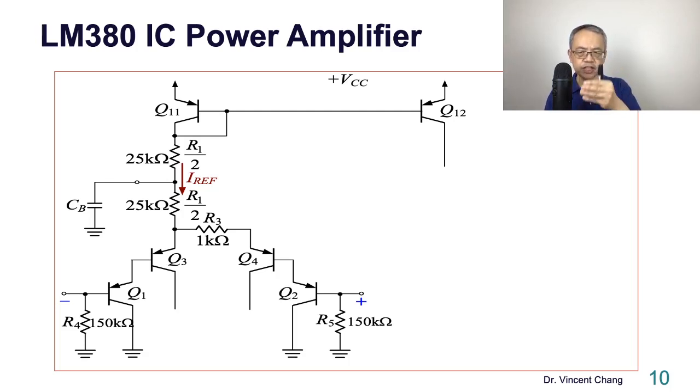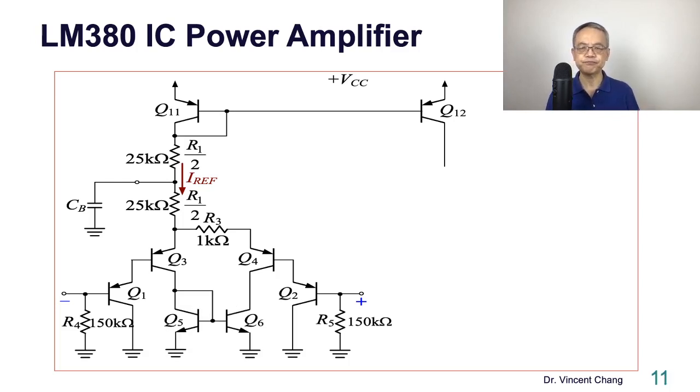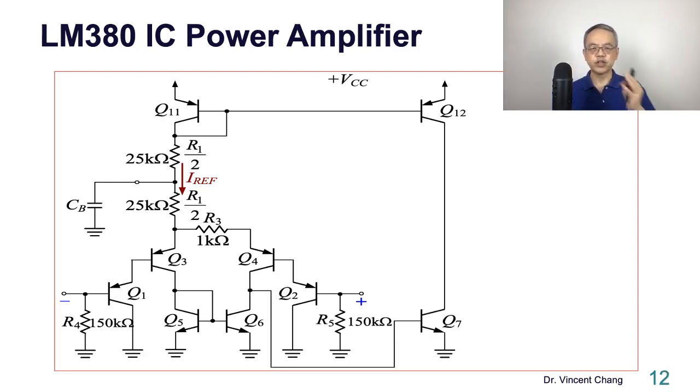So the inverting terminal of the power amplifier is on the left and the non-inverting terminal of the power amplifier is on the right. Q5 and Q6 is a current mirror of the input differential amplifier. So here comes the second stage, the common emitter amplifier.